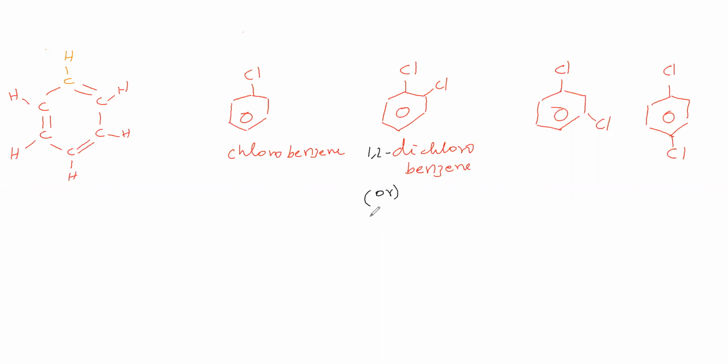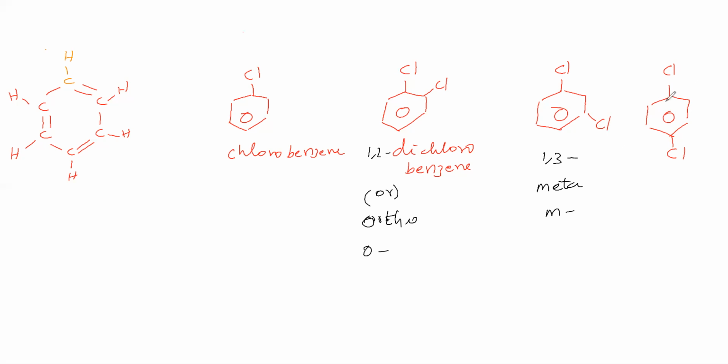Otherwise, we can call this as ortho dichlorobenzene. We can say this one. This chlorine is attached to first carbon, second carbon. It is third carbon. Therefore, it is 1,3 dichlorobenzene. Otherwise, meta dichlorobenzene or M. Like this, we can say.